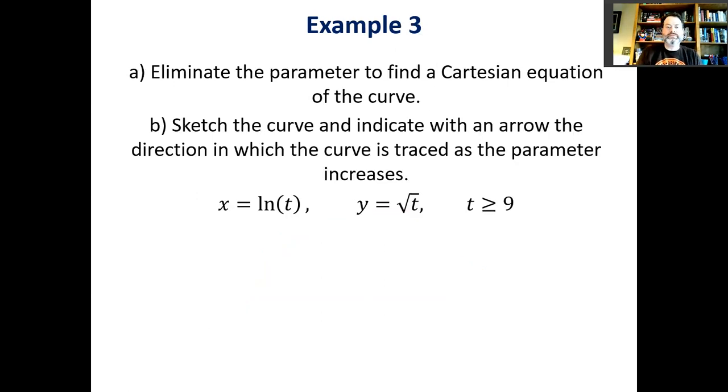All right, let's do another one. So I'm going to do the same sort of thing with this problem. I'm going to draw the graph first and see if looking at the graph gives me any idea about how to eliminate the parameter.